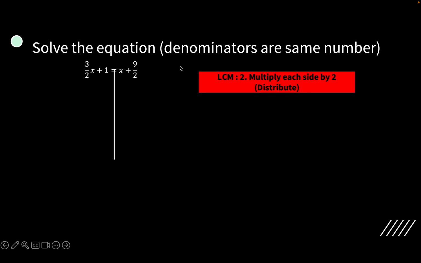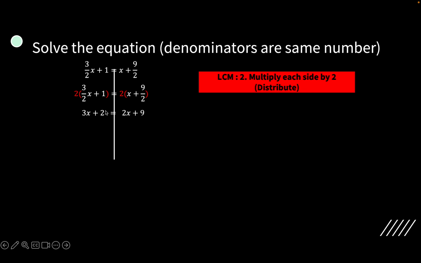So we can draw our line down, and we can multiply both sides by 2. That means I have to take 2 times 3 over 2, and 2 times 1, 2 times x, and 2 times 9 over 2. And if I use my calculator skills, we just worked on that. 2 times 3 over 2 would give me 3x.